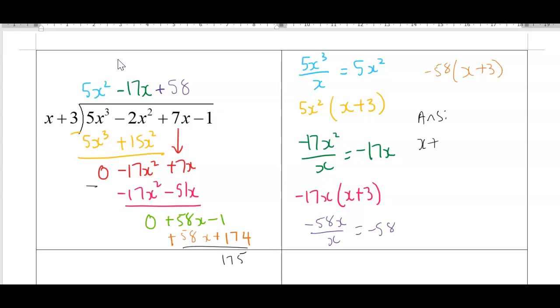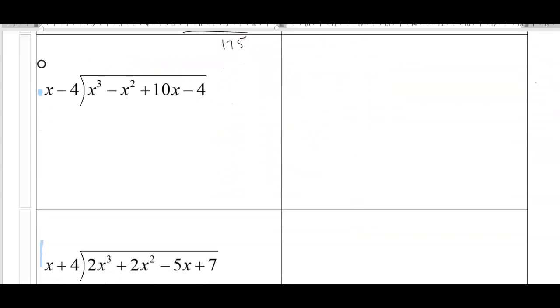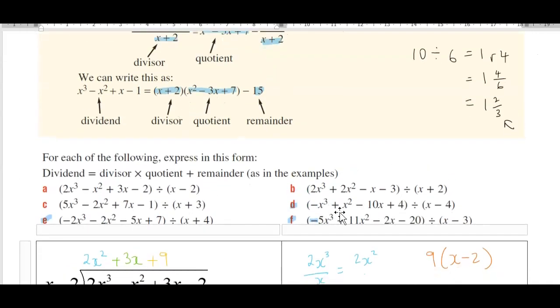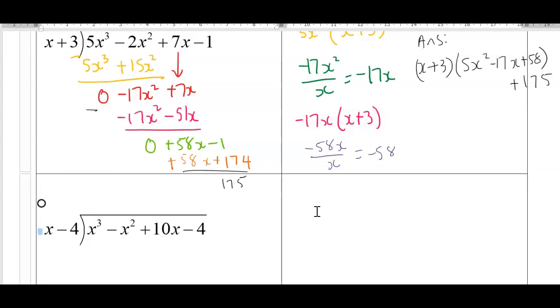So we've got x plus 3. All right, our dividend and our quotient, 5x squared minus 17x plus 58, and then a remainder of 175. All right, moving on to the next one. Now remember I put a little asterisk next to it because the x cubed in our original dividend was negative. So I'm just taking that out. That just means for our final answer, we need to consider that negative.